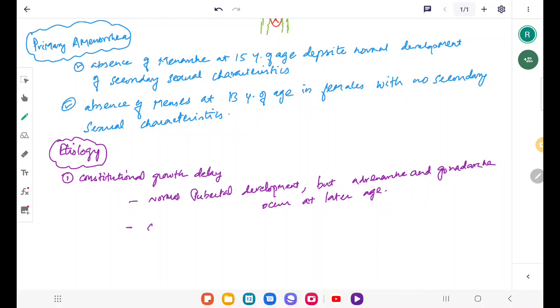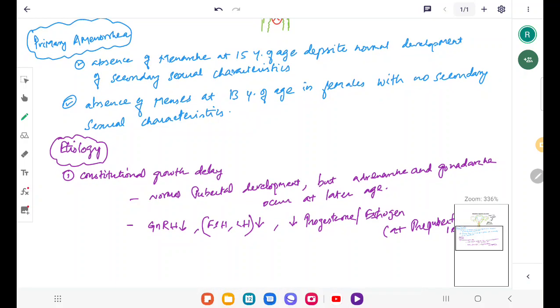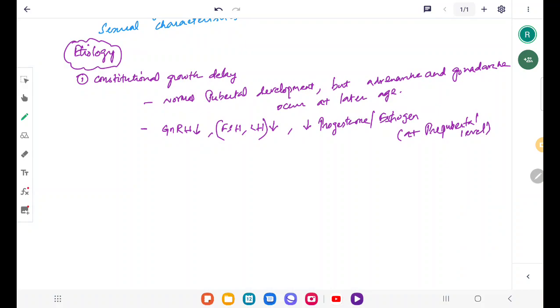In that situation, there will be decreased secretion of gonadotrophin releasing hormone. As a result, there would be decreased secretion of FSH and LH, which are follicle stimulating and luteinizing hormone. As a result, there would be decreased release of progesterone as well as estrogen at prepubertal level. So this is one of the causes of primary amenorrhea.